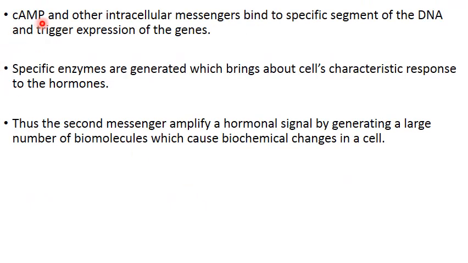These will bring, that is cyclic AMP and the other intracellular messengers will bind to specific segments of the DNA and can trigger expression of those genes. And what will be made from the genes? Proteins which can act as enzymes. So enzymes will be generated, which produce the characteristic response of a cell to the hormone. So the second messenger amplifies a hormonal signal by generating a large number of biomolecules, which will cause the biomolecular changes in a cell.